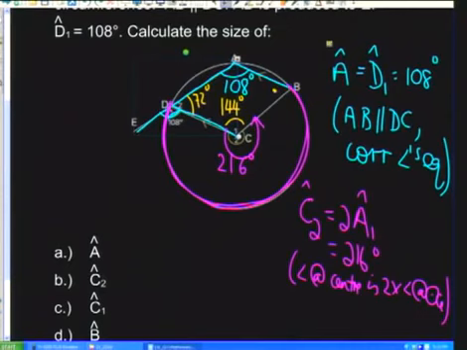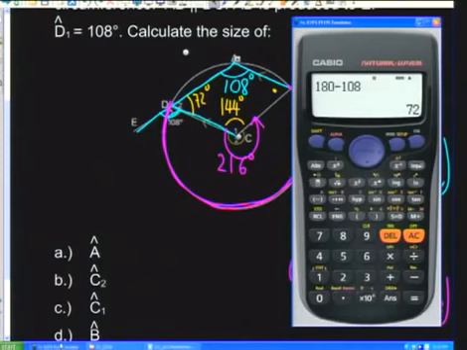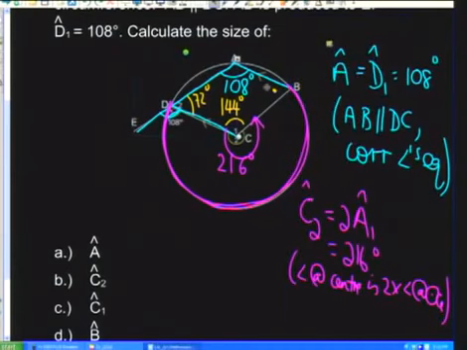And then this last one, we could now say that in a quadrilateral, the angles all add up to 360. So we're going to take away 108. We're going to take away 144. We're going to take away 72. And in the end, we're left with 36. So this angle over here would be 36 because of my quad.